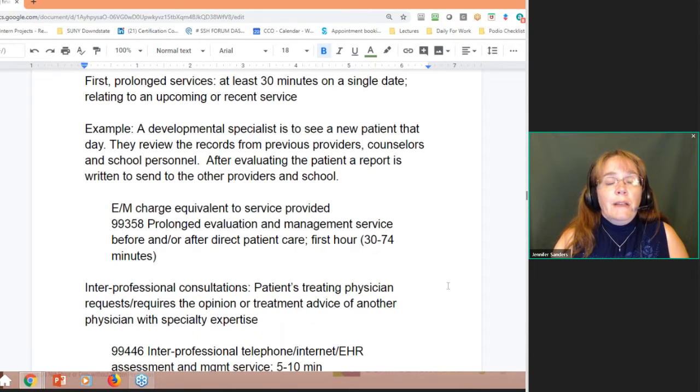So they're going to bill an E&M charge for whatever service they provided that day. And they can also bill a prolonged evaluation non-face-to-face, a 99358. So they were doing a prolonged evaluation management service before and or after their direct patient care for the first hour. Well, that's 30 to 74 minutes. That's not an hour, but that's how they equate time and hour periods. Time is always a little bit different in CPT, and they break that down quite often.